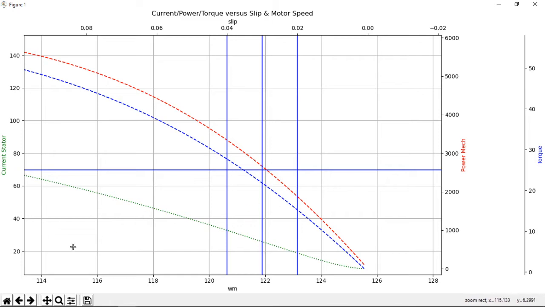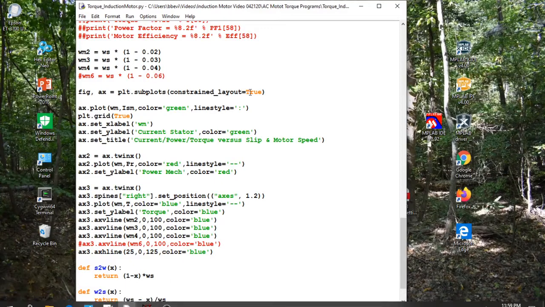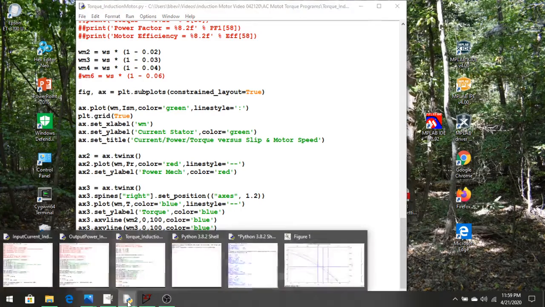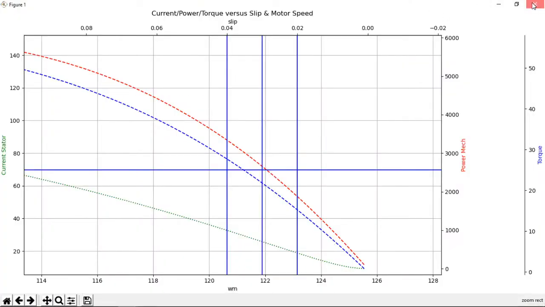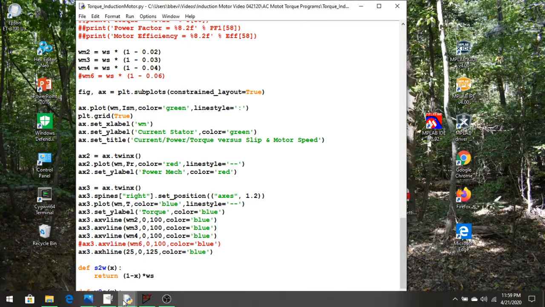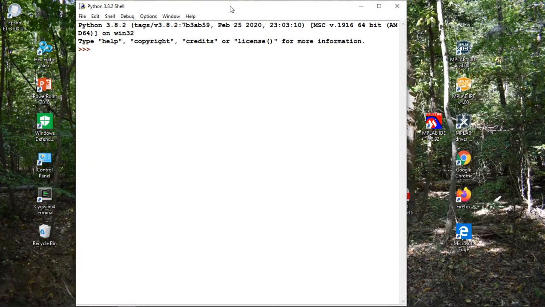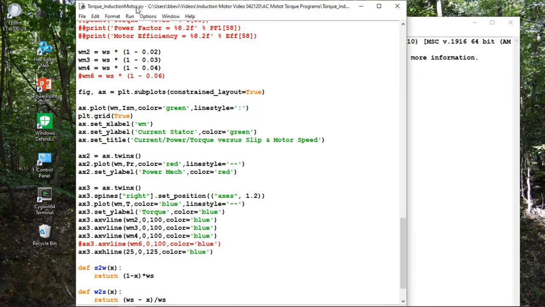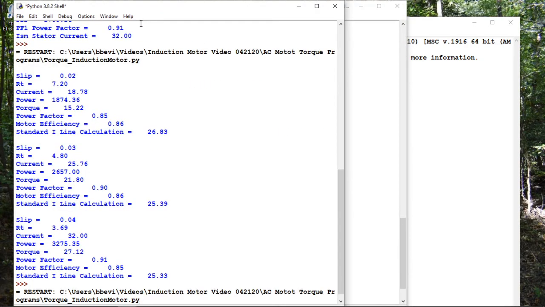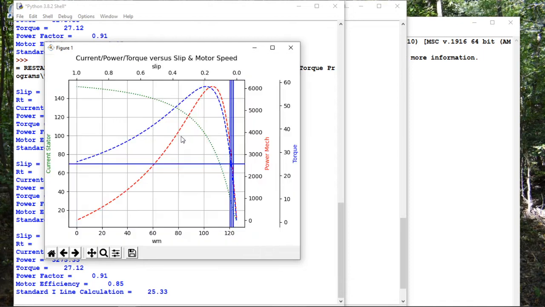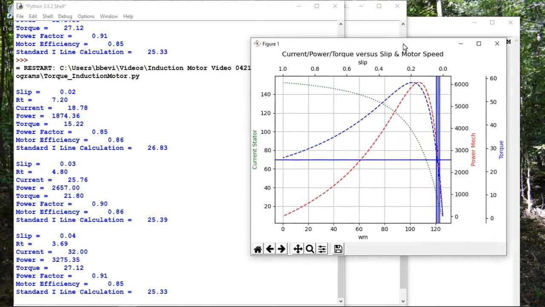Okay, now let me close this out here, and let's go in and look at the actual values. So let's run this again. And we'll put this over here to kind of look at it.